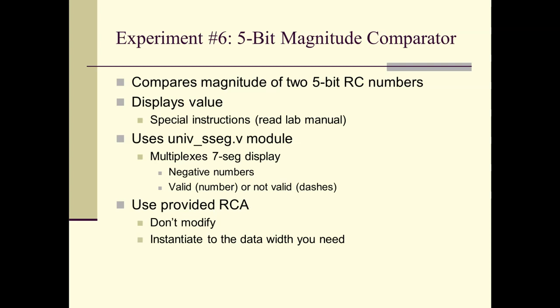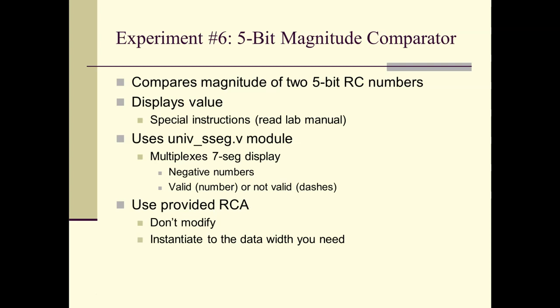Additionally, we have an RCA that's provided for you. Don't use your previous ones. There's actually an n-bit RCA here. Don't modify it. When you instantiate it, you can instantiate it to any width you want, and so you'll need a replicator adder in this experiment.